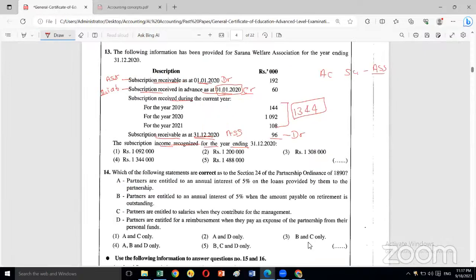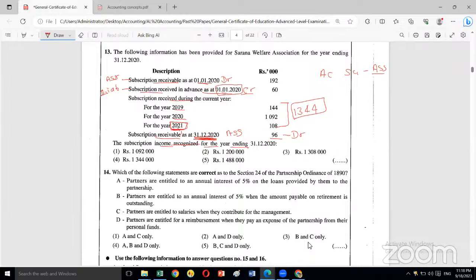See this one, another one. Just observe this. This subscription 144 I paid for 2019. This one I paid for 2020. This one I paid for 2021. So next year's subscription I received this year. That means next year's income I received this year. See, I am doing the account for the year ended 31/12/2020.